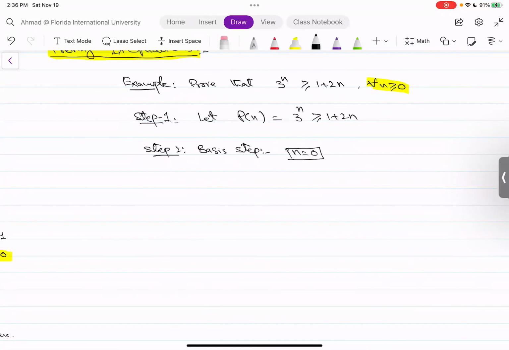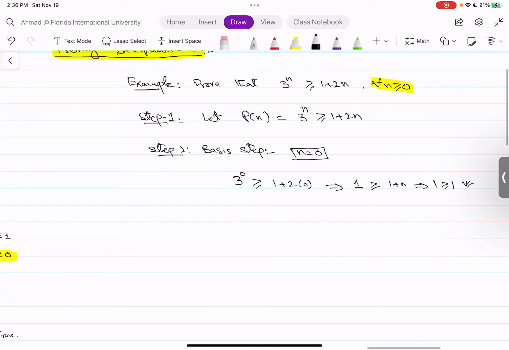So let's substitute n equal to 0 in the given claim, which is going to be 3 to the power 0 greater than or equal to 1 plus 2 times 0. 3 to the power 0 is 1, which is greater than or equal to 1 plus 0. That is basically 1 is greater than or equal to 1. 1 is not greater, but 1 is equal to 1. In either case, we have shown that our basis step is correct. This is true.